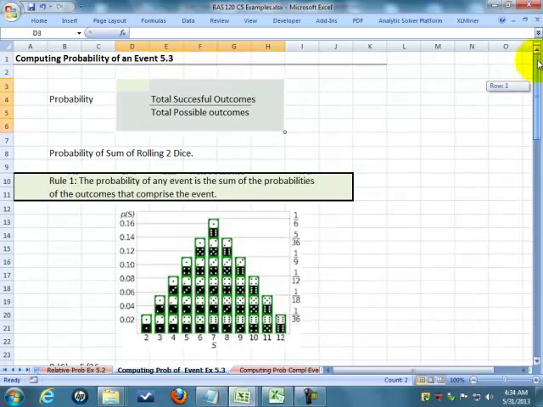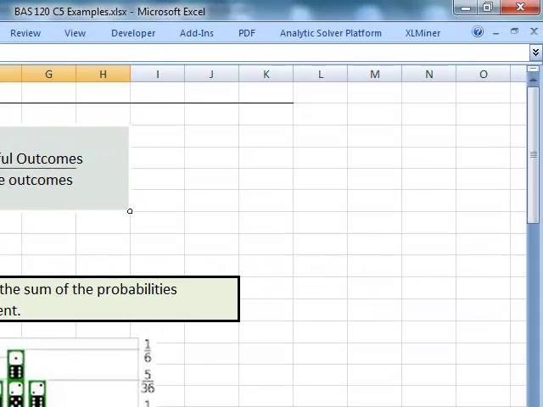Welcome back. We're on Chapter 5. We're going to go through some of the examples, 5.3, computing the probability. So remember, probability, classical, is the number of successes divided by possible outcomes. So if we take, for example, the sum of rolling two dice, we're going to roll two dice and add up the total.